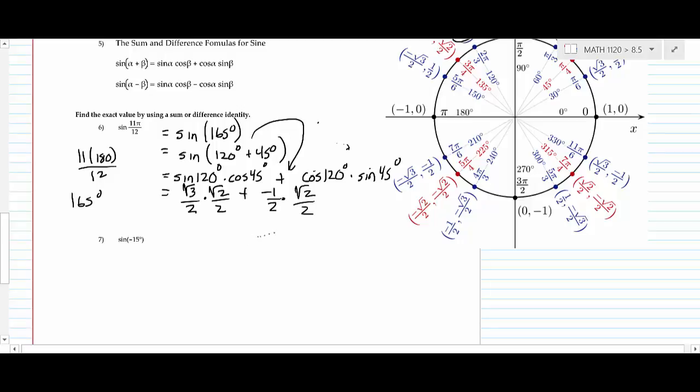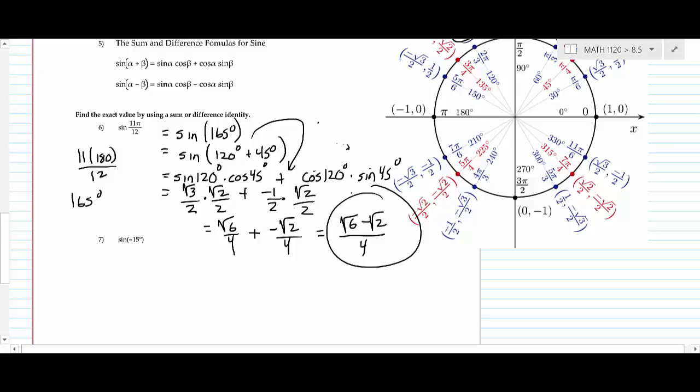Multiply it out, let's see what we get. This is going to be square root of 6 over 4. You can go ahead and do the final answer if you want to, plus a negative root 2 over 4. Generally, you're always going to put this in a common denominator. It's already got a common denominator of 4, so we'll say square root of 6 minus square root of 2 over 4. That's it. And that can be checked on a calculator. You could do the sine of 11 pi over 12 in radian mode, get a decimal, and then type in your answer and it'll give you the same decimal, so it's verifiable.